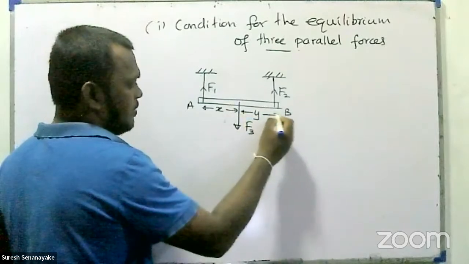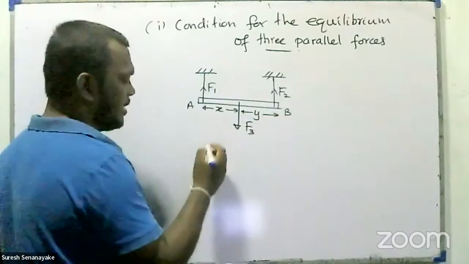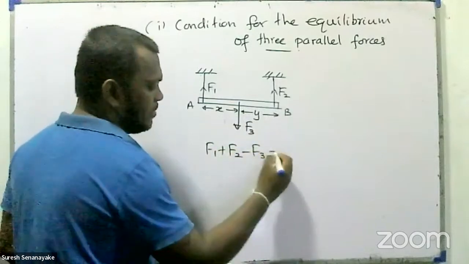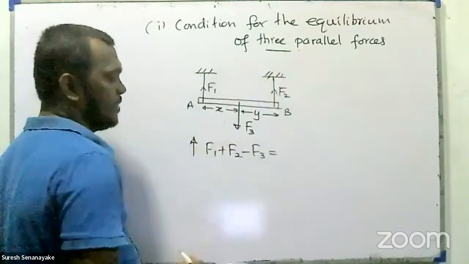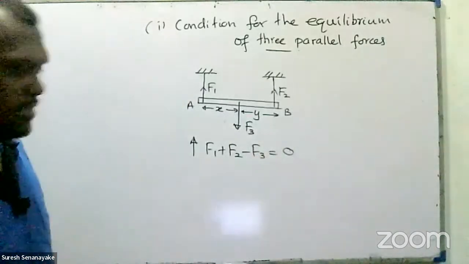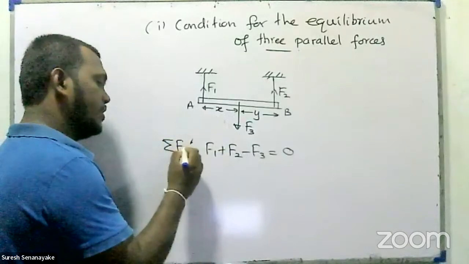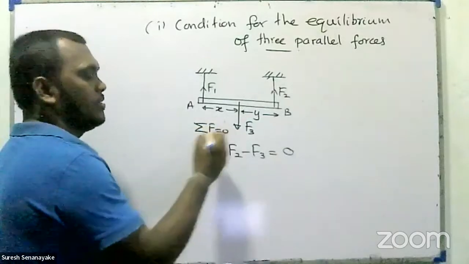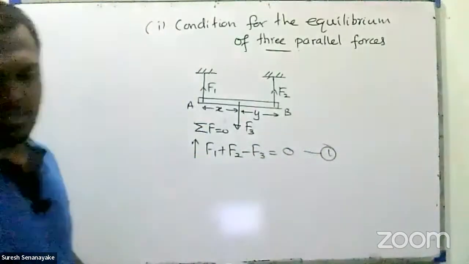Let's say this is y. As the first condition, we can say that F1 plus F2 should be equal to minus F3. I'm considering this upward, and F3 is downward, so F1 plus F2 minus F3 is equal to 0 for the first condition to be satisfied. The first condition is that sigma F should be equal to 0. Sigma means the algebraic sum. So in this direction, I'm calculating, and you can write this as the first equation for the condition.